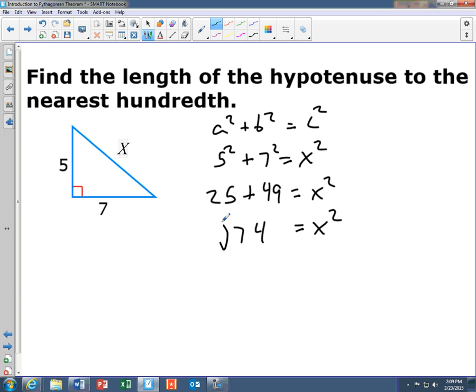So we have to take the square root of 74 and the square root of x squared. That leaves me with x equals, I type this in my calculator, the square root of 74 is 8.60. Remember that hundredths, I have to go to 2 decimal spots. Okay? Now, in both of these cases, we had to solve for the hypotenuse, but that's not always the case.